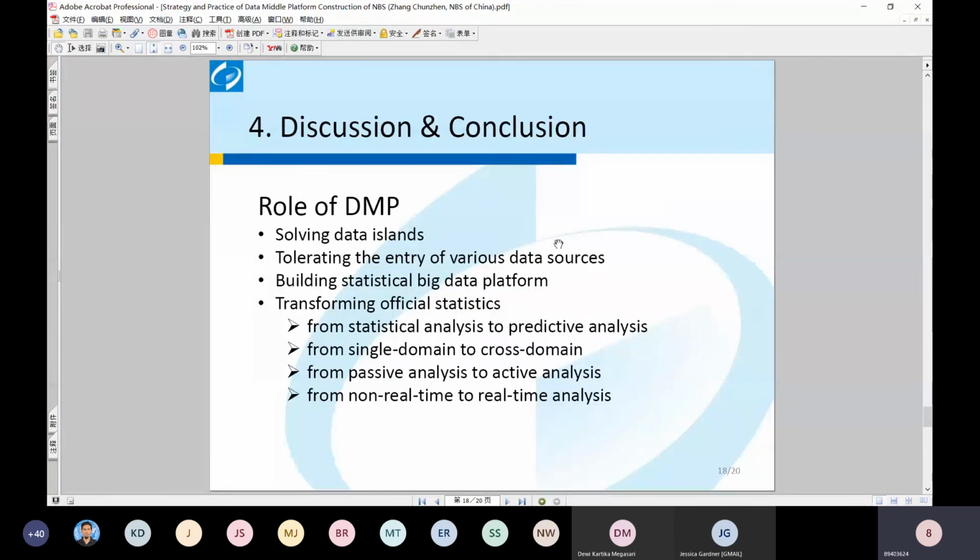Now it comes to the conclusion and the discussion. We brought the role of DMP or MPS. Of course, first it solves the data island problem of MPS itself, and also it tolerates the entry of various data sources. It builds statistical big data platform, and finally, it can help transform official statistics from statistical analysis to predictive analysis, from single domain to cross domain, from passive analysis to active analysis, and from non-real-time to real-time analysis.